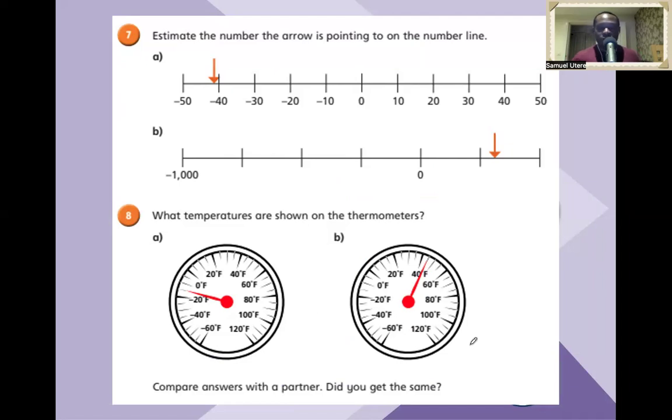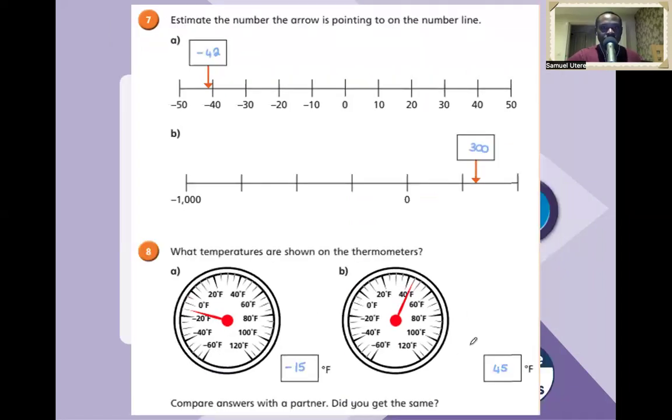Assuming you've paused the video and you've answered questions 7 and 8, here are the answers. Let's discuss them. So you're going to mark your work and celebrate your success. Here, we're told to estimate the number the arrow is pointing to on the number line. When you see this word estimate, it means you need to get as close as possible. It's not going to be exact. And in an exam, they would usually give the answer to be either plus or minus 1, okay? So somebody could get 41, somebody could get 43, they would still be right.